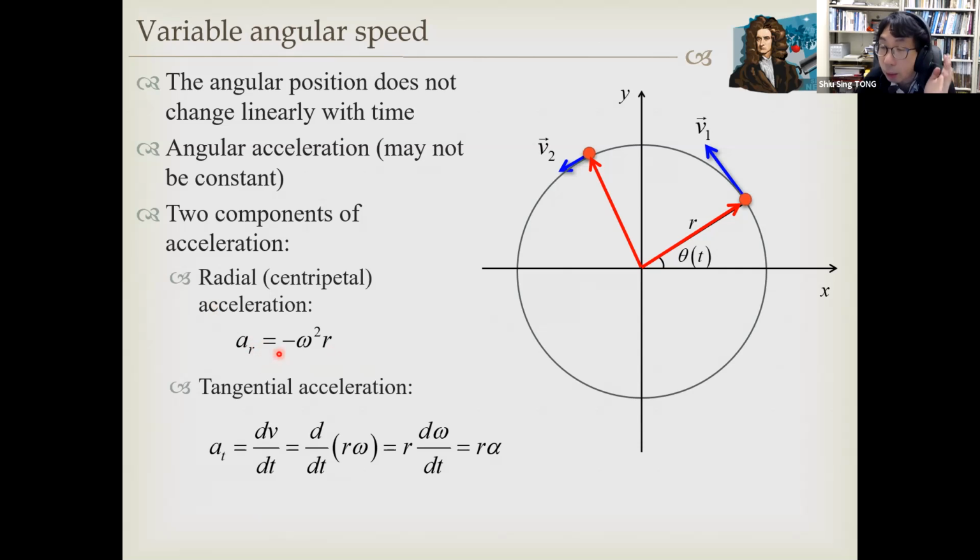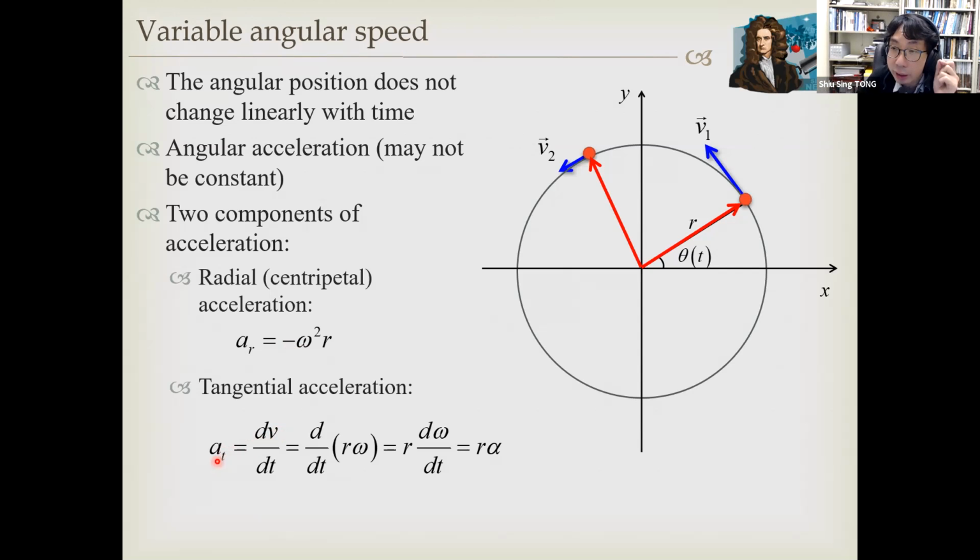We say that there are two components of the acceleration. The one component is the centripetal acceleration. This is exactly what we learned before for uniform circular motion. The centripetal acceleration is still given by omega squared r, and the direction is towards the center. And we now use the component a_r to denote that. a_r means the component of the acceleration in the radial direction. And the minus sign means the acceleration in the radial direction is directed towards the center of the circle.